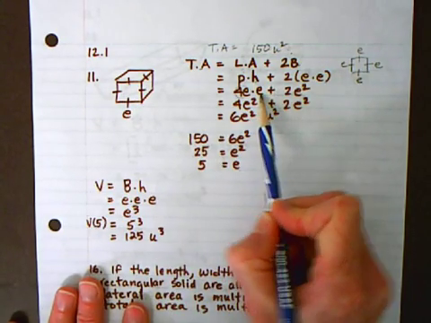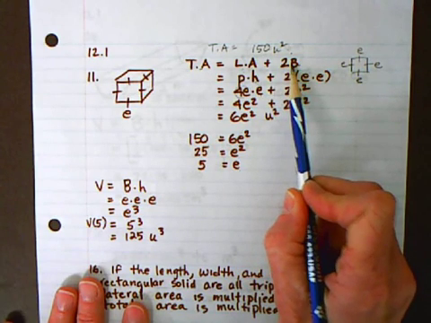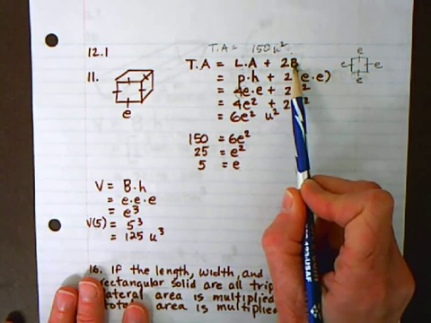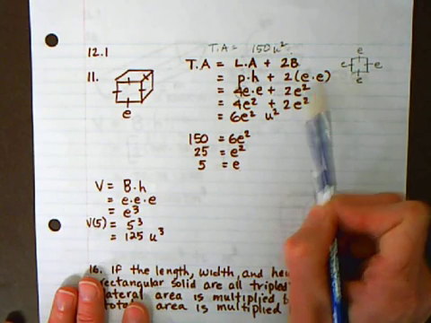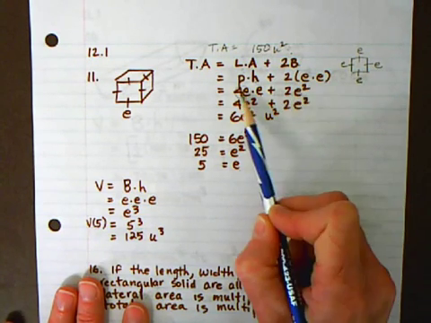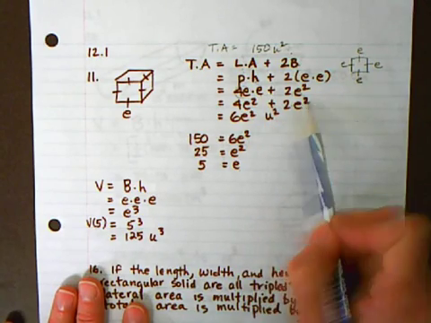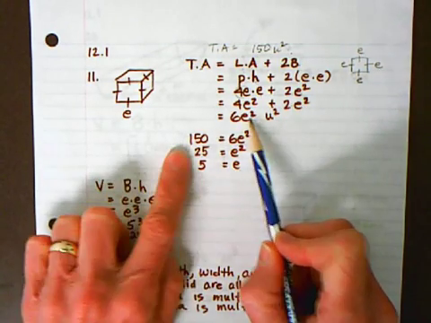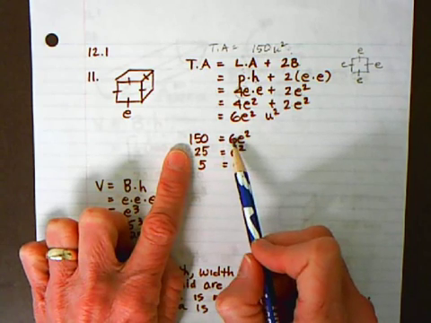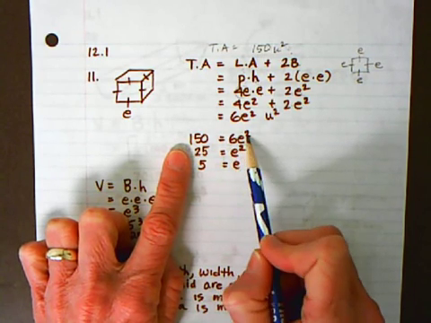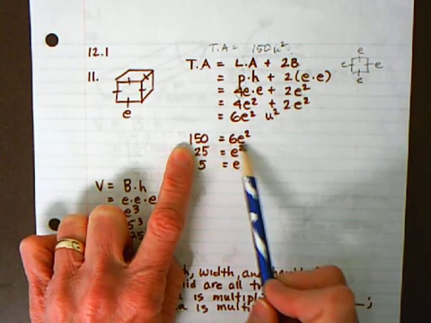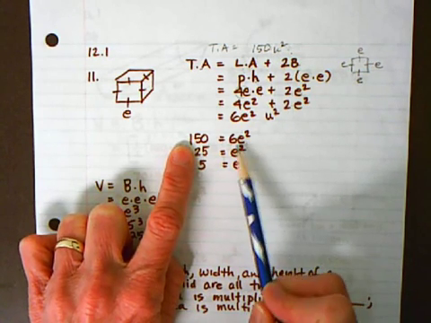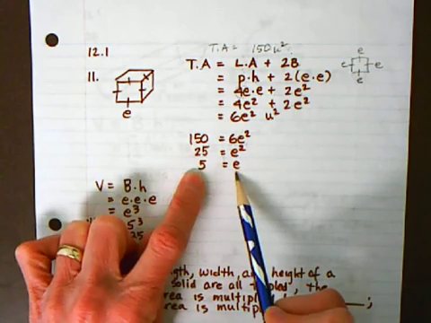And then we have two bases that we have to add to the lateral area, the area of two bases. So we know that the area of any base is e times e, that's e squared, and I need two of them. So I have 4e squared plus 2e squared, that gives me 6e squared. And that is the total area of a cube, 6e squared. And I know that it's 150 units squared. So I set those equal to each other, divide both sides by 6 to get 25, and I know now that 5 is equal to e.